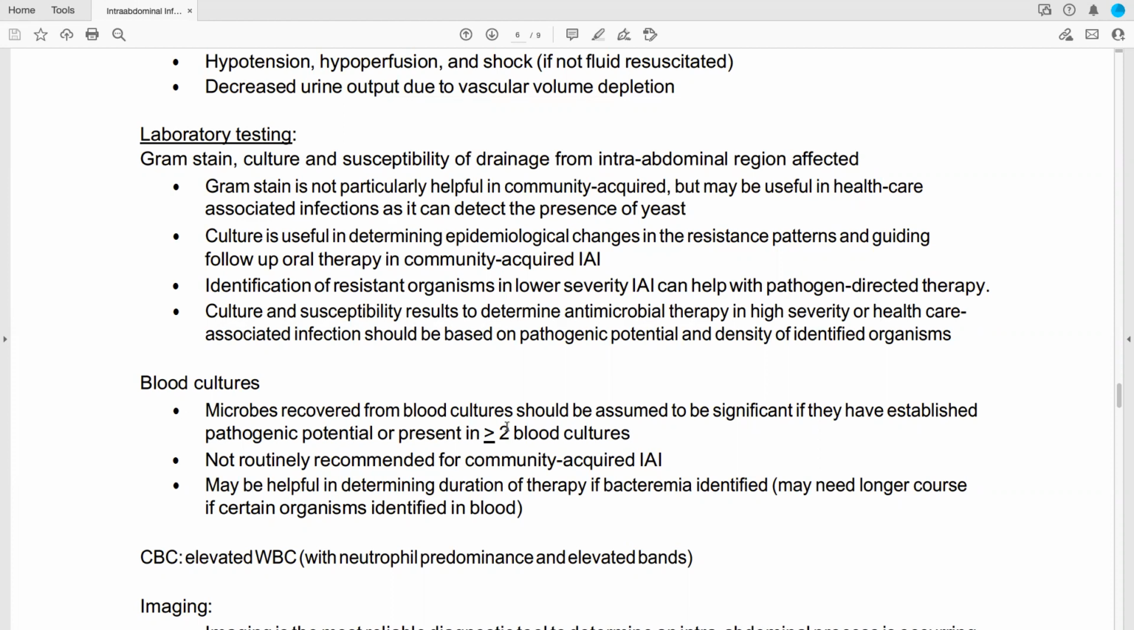Culture and susceptibility results determine antimicrobial therapy, and in high severity or healthcare associated infections, therapy should be based on pathogenic potential and the density of identified organisms. What this means is that when we are treating the patients, we treat whichever pathogen we feel is most virulent. We talked about the fact that these infections can be polymicrobial. In the event that they are polymicrobial, you want to make sure that you are focusing on the organism that is the one wreaking havoc or causing infection in that particular presentation of the intra-abdominal infection. The way that you can figure that out is a lot of times we will just have to continue with broad therapy in this instance. But nevertheless, we want to make sure that we are being pathogen specific.